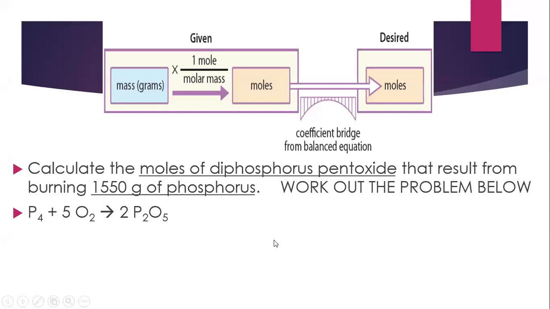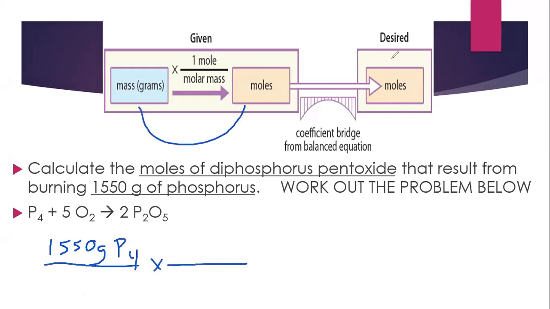Oh, I forgot about the good old saving thing, but I can't save it because it doesn't let me. Darn it. Okay, so we're going to start over. Let me go ahead and bring this back up for you. Okay, so we've got 1550 grams of phosphorus.